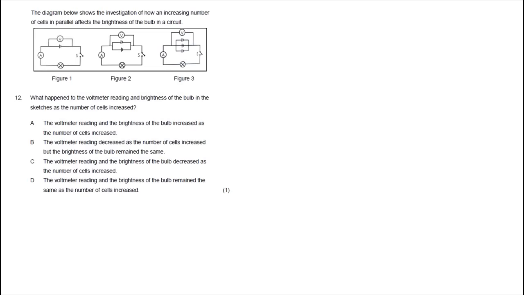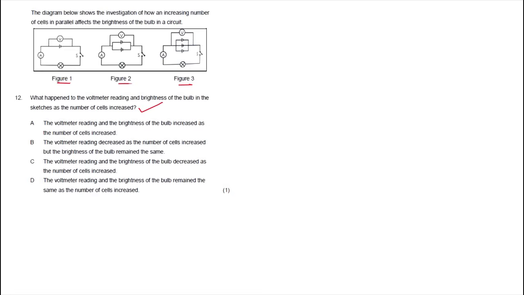And then now we will move to question 12. Question 12 says that the diagram below shows the investigation of how an increasing number of cells in parallel affects the brightness of the bulb in a circuit. We can see that we have figure 1, figure 2, and figure 3. And the question here is, what happened to the voltmeter reading and brightness of the bulb in the sketches as the number of cells increased?